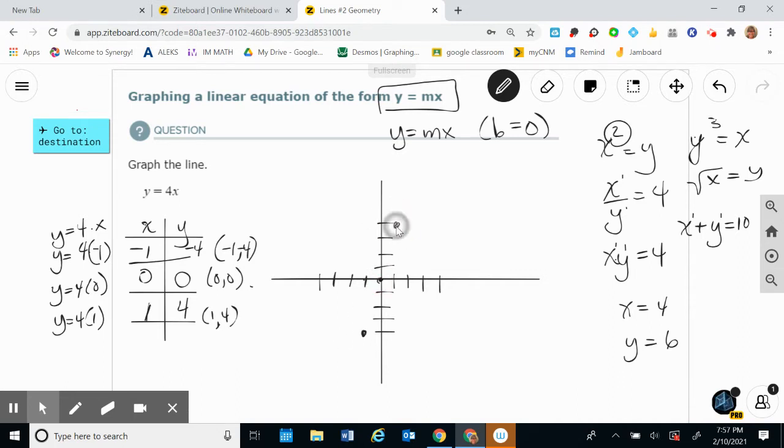Now I can't connect mine like you guys can. Mine is going to be ugly because I'm on my tablet. It's really hard to connect.